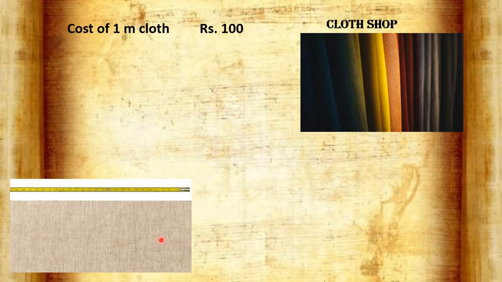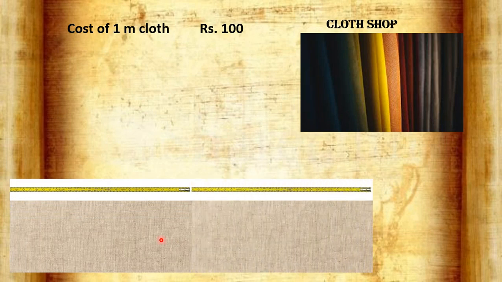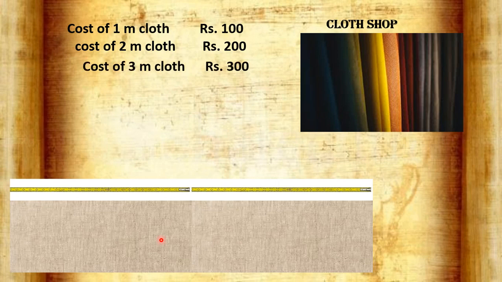But as we get, whatever material we have to purchase, 1 meter will not be sufficient to make the dress. So again we purchase a total of 2 meters of cloth. Its cost will be 100 plus 100, that is 200 rupees. In the same way, the cost of 3 meters of cloth is 100 plus 100 plus 100, that is 300 rupees.